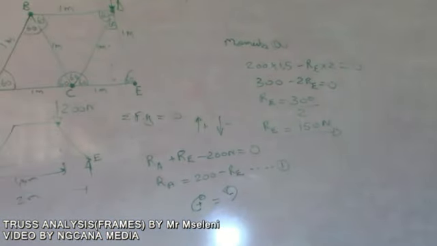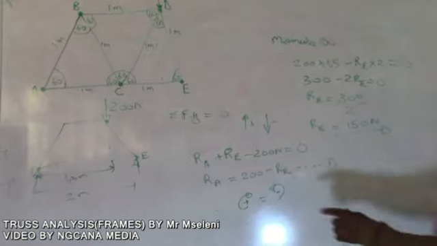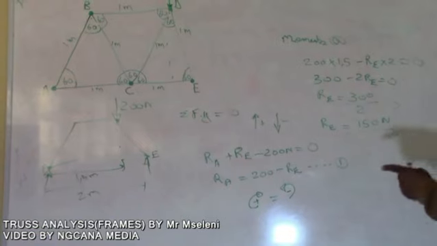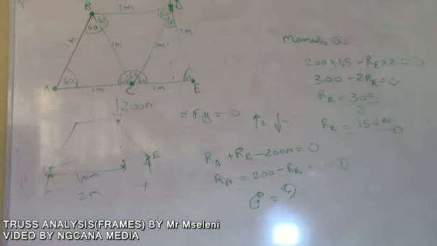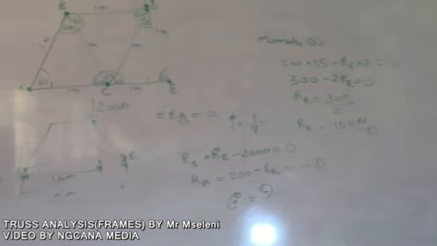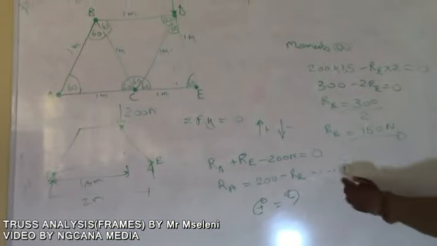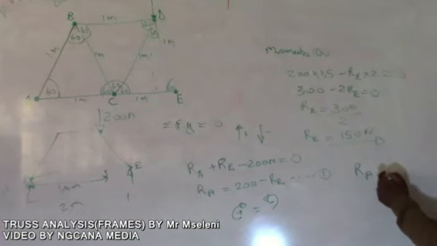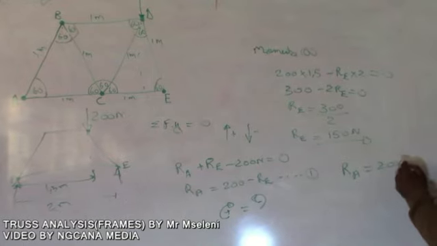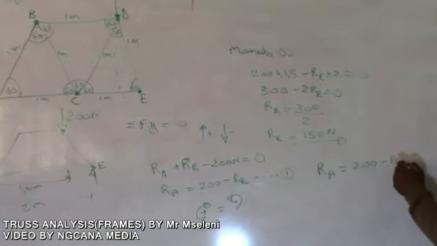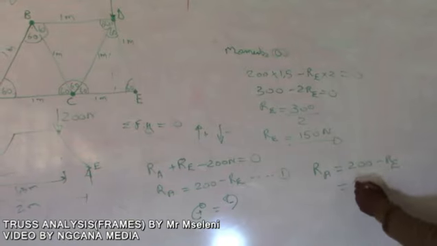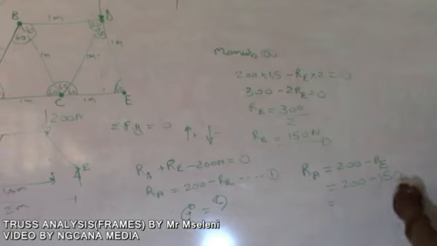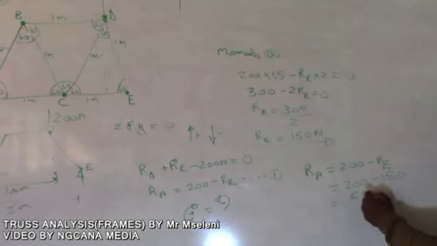So, we've got our reaction at E, which is RE. Therefore, if you check again for your reaction at A, you have to recall your equation, which we named equation 1. You just substitute: your reaction at A equals 200 minus your reaction E, and then you substitute your reaction E by 150. So it's going to be 200 minus 150 newtons. Therefore, you get your 50 newtons.